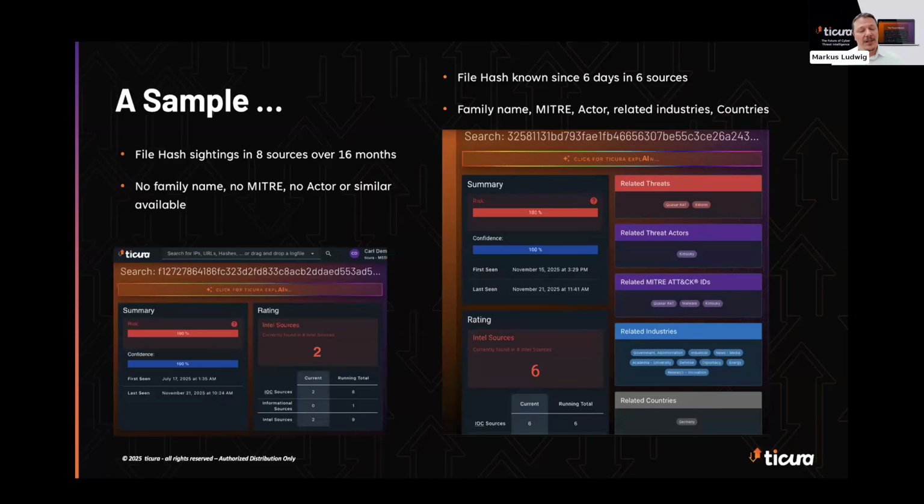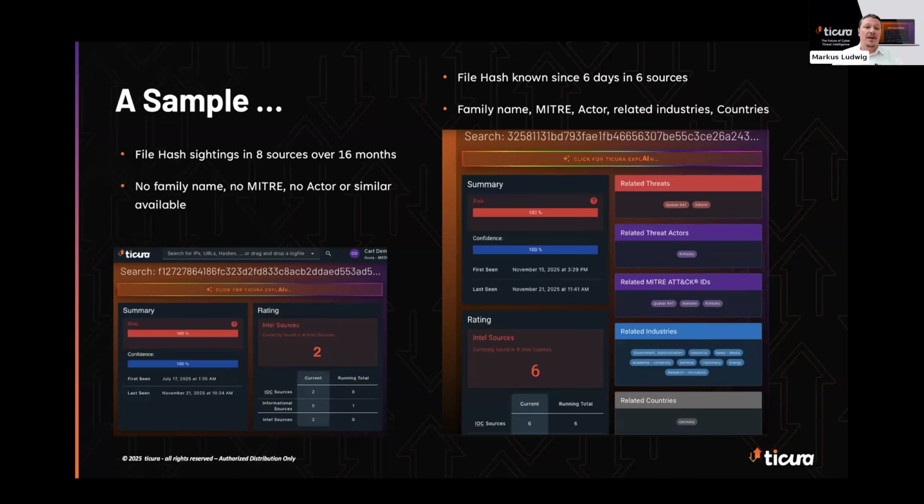On the left, you will see a file hash. That file hash is known since July and has been seen across 8 sources. 8 different threat intel sources had some sightings, and the reality is they don't provide any context. They don't provide any MITRE information or actor or family name or whatever. So do you ignore that indicator now? Should you ignore that if it's such a long-living indicator, or should you take care of it?